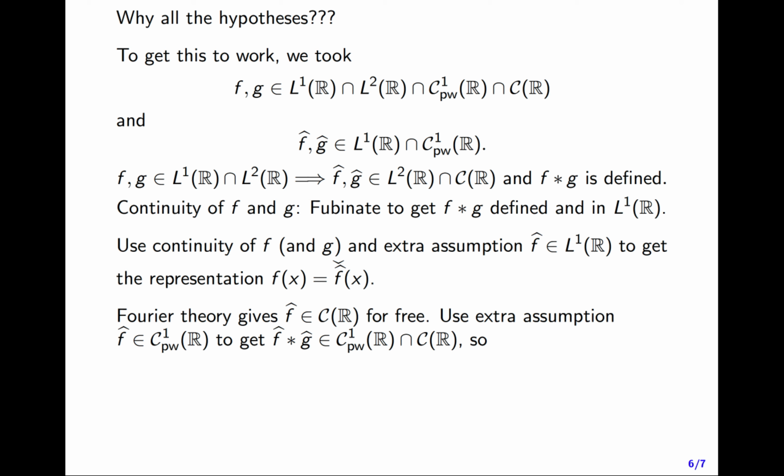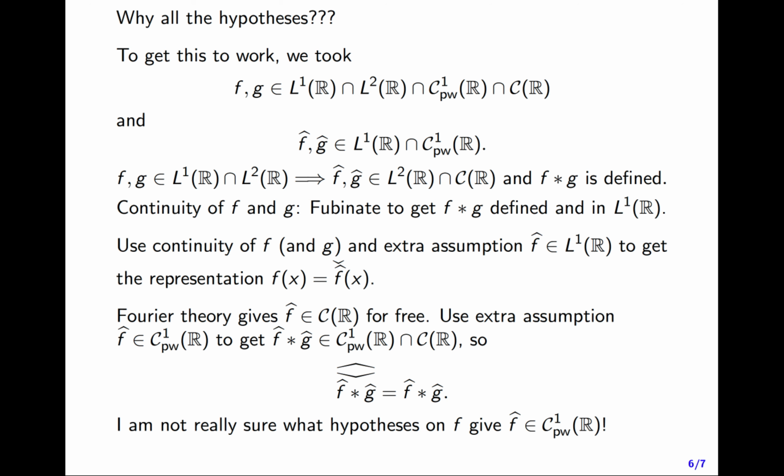So if f hat is in C1 piecewise, it turns out, from a theorem on convolution that I'm not telling you in this video, that f hat star g hat is also in C1 piecewise and in the continuous functions. And so all this combines with inverse Fourier transform theory to say that f hat star g hat check hat equals f hat star g hat. This was a lot, and I apologize for that, but it's the best way that I could see to get all of our calculations to work out point-wise.